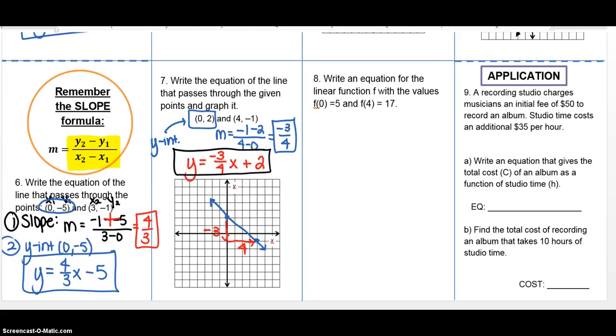At any point, if you need to get up and grab highlighters or markers or colored pencils, you know where they are in the front of the room. Help yourself. Last 2 examples on writing equations.